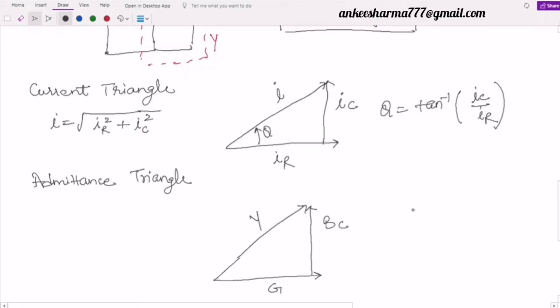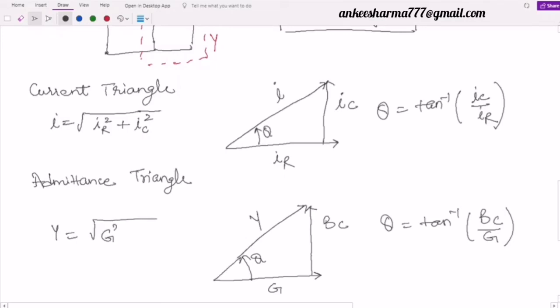So we have Y here. This angle is theta. The rest of the things will be all the same, theta everywhere. Okay, I have denoted it. This is not Q, this is theta, so do not confuse it. So theta is equal to tangent inverse of BC by G, or you can write that Y is equal to under root of G square plus BC square.